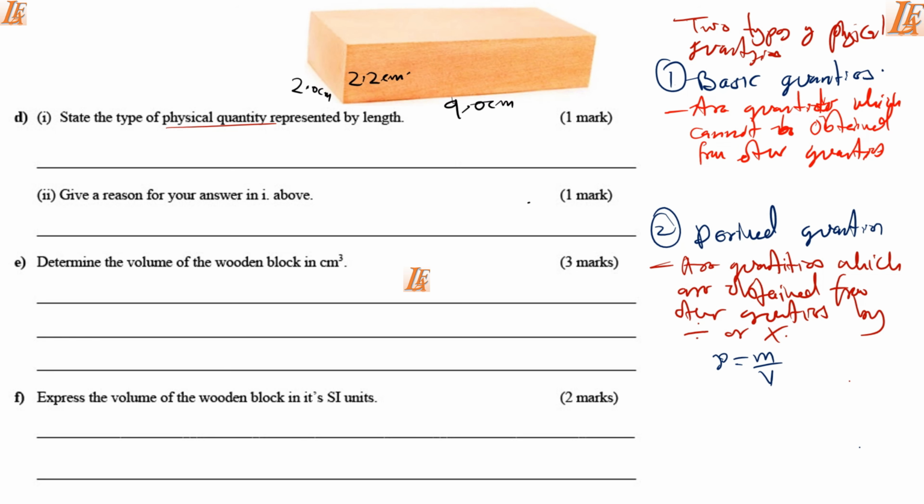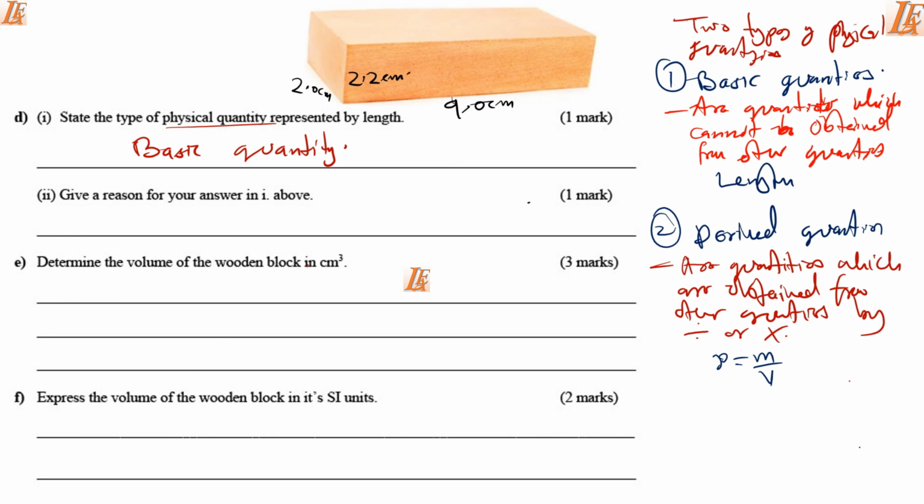Examples of basic quantities in this case are length. We also have mass. We also have electric current. We have amount of substance. We have temperature, which is measured in Kelvin. So in this case, the type of physical quantity is a basic quantity. Length is a type of basic quantity.